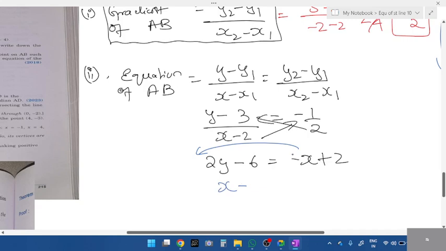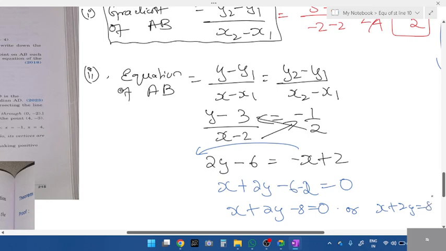No, no. Shift this side. X plus 2y remains as it is. Minus 6, and this plus 2 goes to the other side and becomes minus. Correct. X plus 2y minus 8 is equal to 0. Or you can write x plus 2y is equal to 8. This is the equation. See, simple concept.